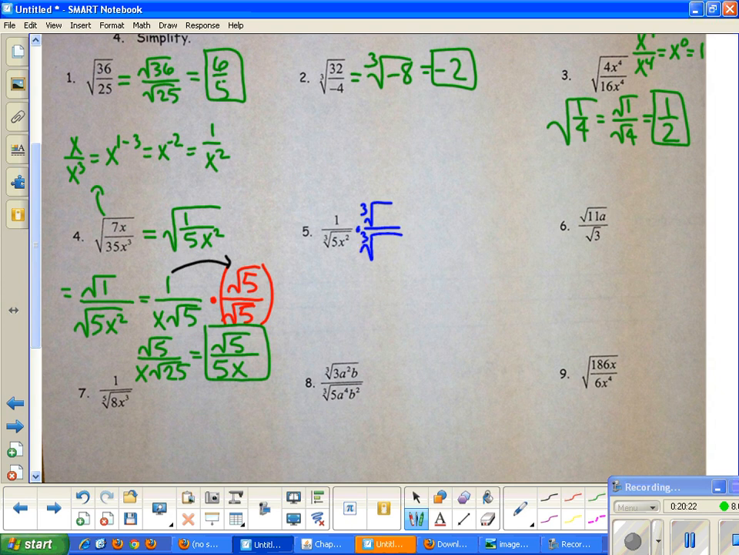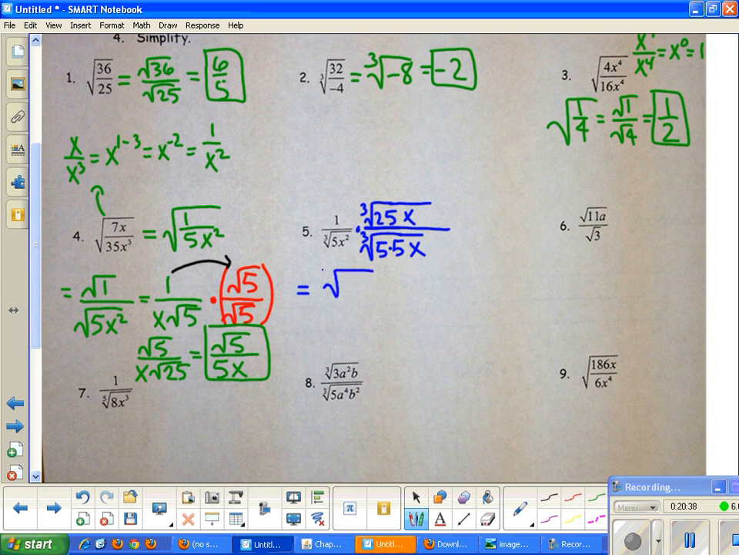So I have 1 5. That means I need 2 more. And 5 times 5 is really 25, so I'm just going to write that there. And I have 2 x's. That means I need 1 more. And so that's what I'm going to multiply my numerator and denominator by.